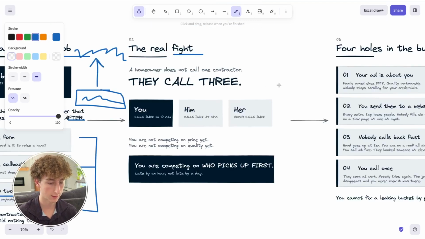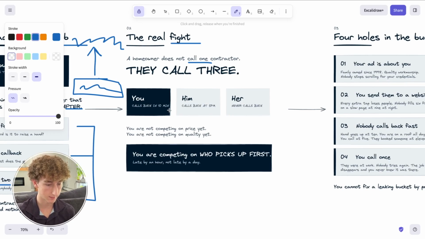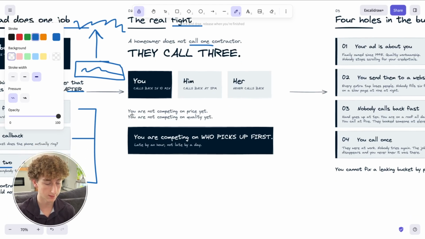So for this next section, I want to go over what the real fight is. And this is a quick little diagram that explains speed to lead and why it's so important. So a contractor is one of 3 options. A homeowner doesn't always call just one contractor, they'll call a couple. So there's you who calls back in 10 minutes, and then there's maybe another contractor who calls back at 5 p.m., and then there's someone who never calls back the lead that they get.